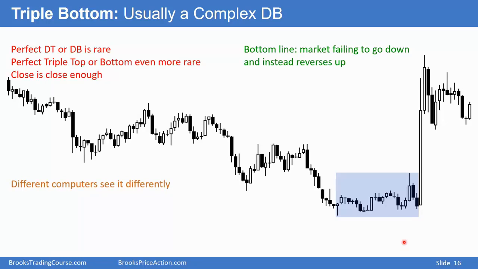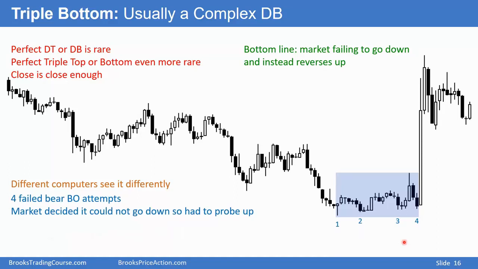Again, different computers have different algorithms. They'll apply different names to the pattern. Here we have 4 attempts by the bears to resume the bear trend. It's clear the market is struggling to go lower. It's probably gone too far down, so it's going to start probing in the opposite direction.